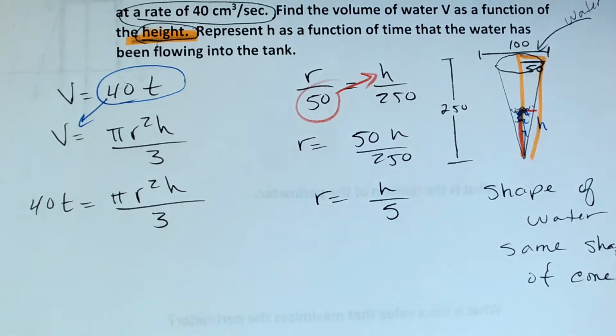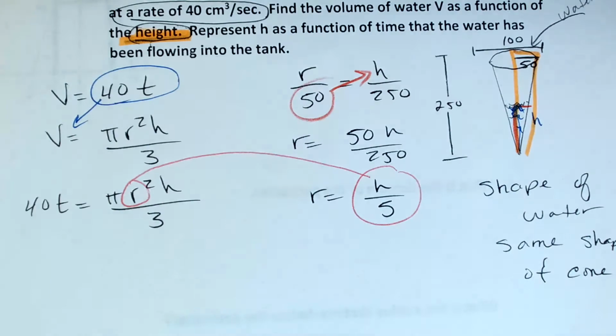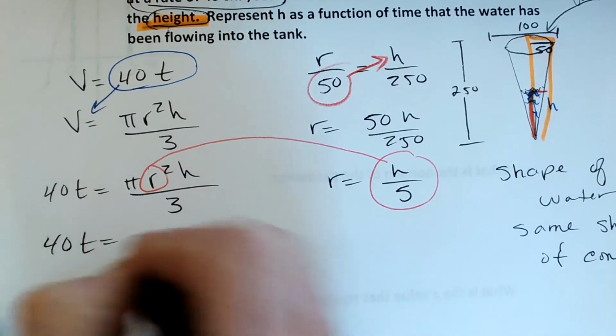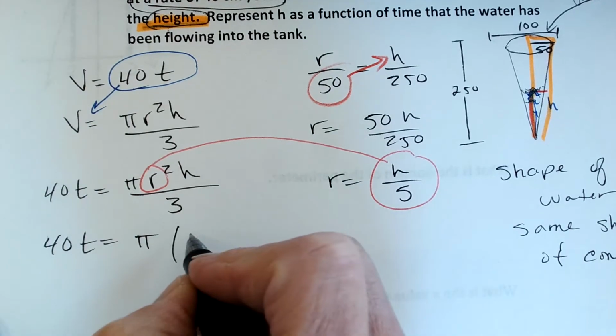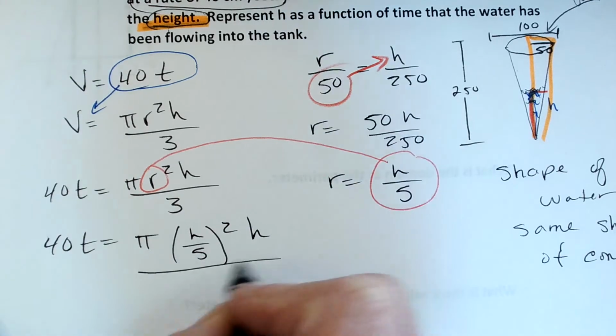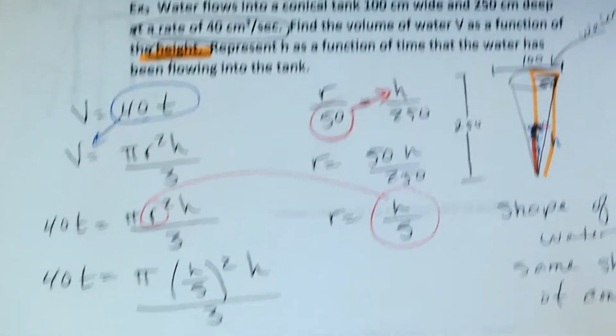Okay, 1/5. So now I can do a substitution. I'm going to take my h over 5 and plug it right there. So let's see. I'm going to rewrite this as 40t equals pi times h over 5 squared times h divided by 3, okay? And technically, we're getting close to the right answer.